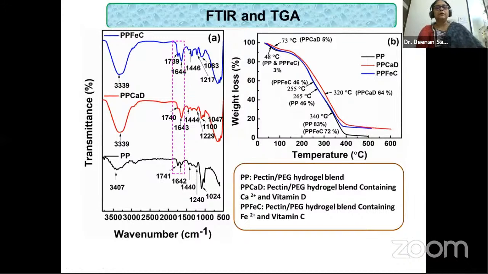That means electrostatically we interacted the nutrients with the pectin PEG matrix.